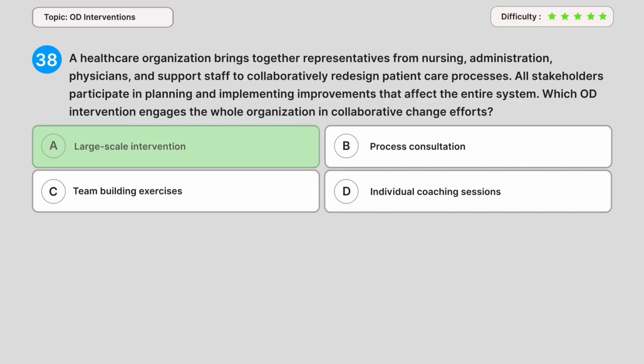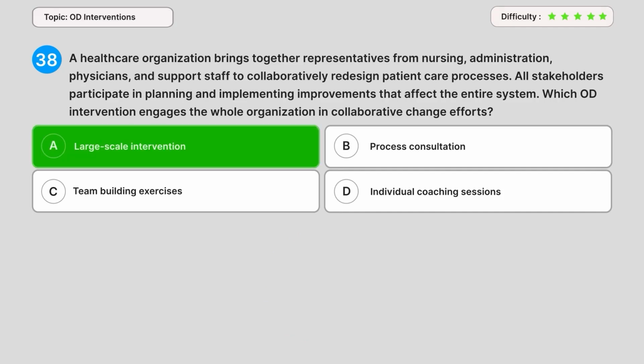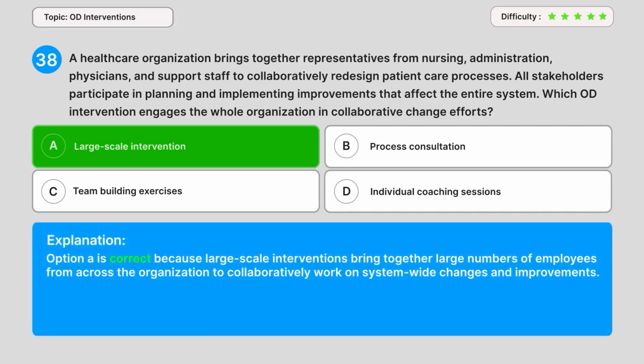Correct answer, A. Large-scale intervention. Explanation. Option A is correct, because large-scale interventions bring together large numbers of employees from across the organisation to collaboratively work on system-wide changes and improvements.